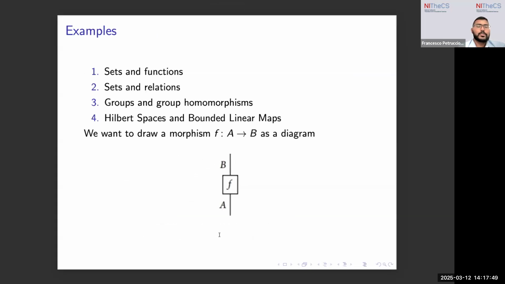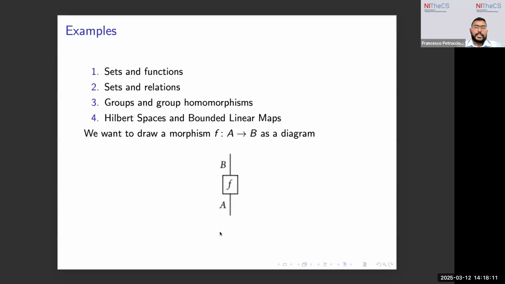So there are many examples of categories. We have sets and functions, sets and relations. A relation from a set A to a set B can be considered as an arrow or morphism from A to B. Usual examples, we have groups and group homomorphisms. And then importantly, for quantum mechanics, we have Hilbert spaces and bounded linear maps.